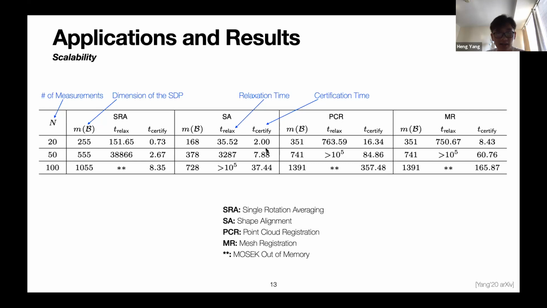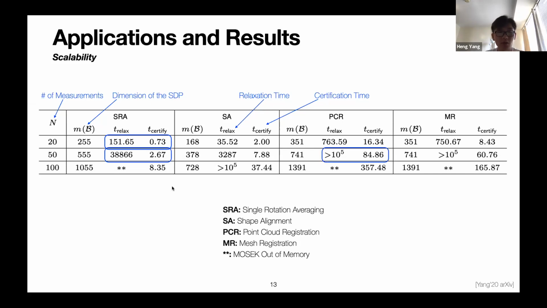And then SRA, SA, PCR, and MR are just shorthands for 4 different applications. And the double star means that the case is when MOSEK, the SDP solver, runs out of memory. And you see that when n is very small, which is 20, this is far away from real size problems. You can still solve the SDP, but if you don't solve the SDP directly, and instead do the certification of the solution, then you end up with a much faster pipeline that only takes you less than 1 second or a couple of seconds.